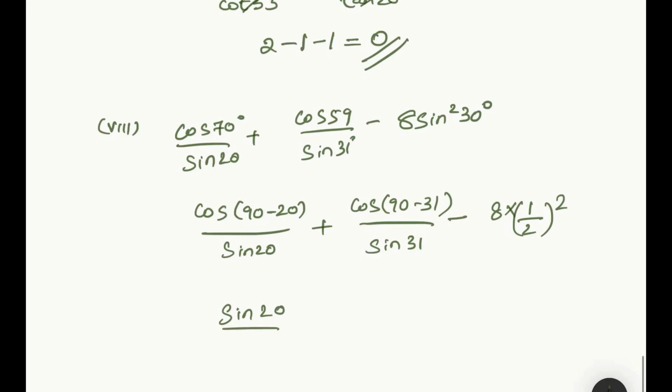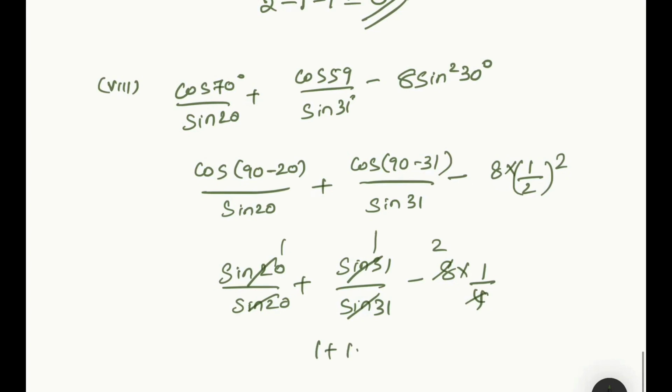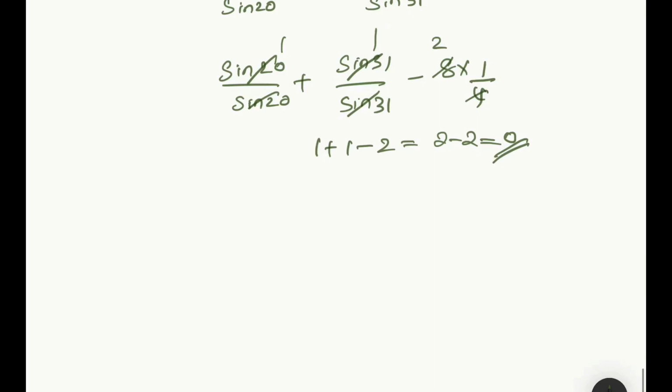This will be equal to sin 20 by sin 20 plus sin 31 by sin 31 minus 8 into 1 by 4. So you'll get 1 plus 1 minus 2, that is equal to 2 minus 2 equal to 0. Okay. Now let me do one more question from the 8th main.